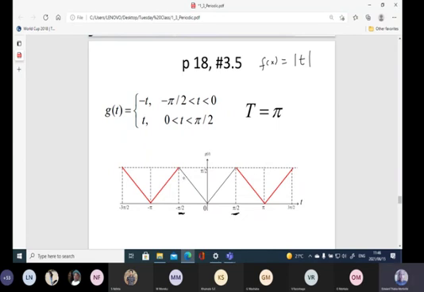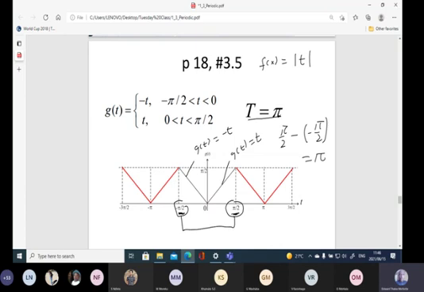Okay, this one basically represents g(t) equals minus t, and this one represents g(t) equals t. So you can see this is basically an absolute value graph. You plot it between minus pi over 2 and 0, between 0 and pi over 2, and then you repeat it. And T equals pi. You can see that if we have pi over 2 minus minus pi over 2, this will give you pi. So you can clearly get the period from here, the distance from here to here. It will give you pi.